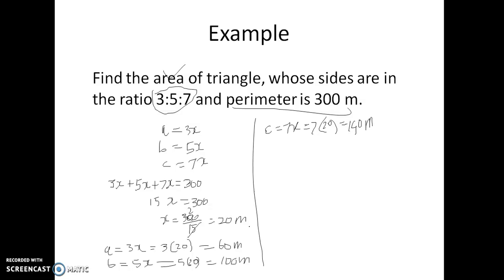So next we are going to find out the area. Okay. So the area formula you already know, A equals root of S into (S minus A) into (S minus B) into (S minus C). So already you know the formula here. So how can you find the S value? S is nothing but the sum of the three sides. Here the sum of all three sides is 300.